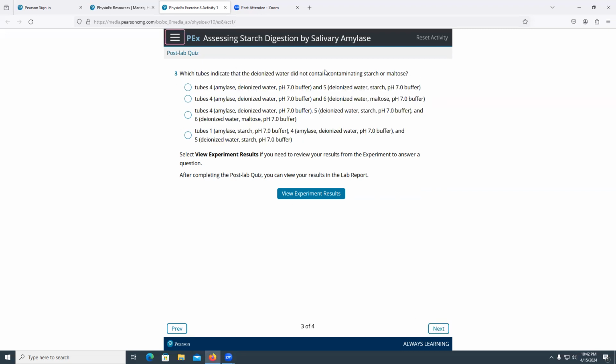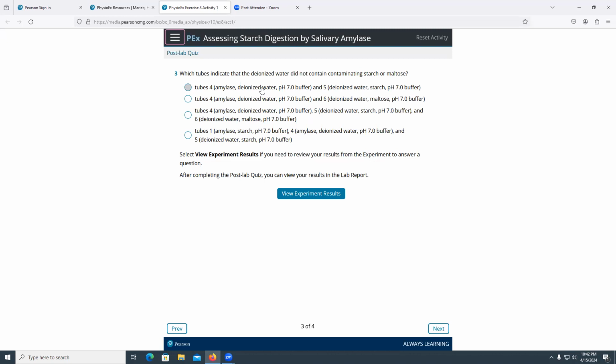Which tubes indicate that the deionized water did not contain contaminating starch or maltose? So in order to ensure that I had no starch, the first tube, whenever I add IKI to it, should only be yellow. I add it as yellow and it stays yellow. It does not change from yellow to black. And that will only happen if I have amylase, deionized water, and pH 7. That sounds good for me because I have no reagent, no reactant.